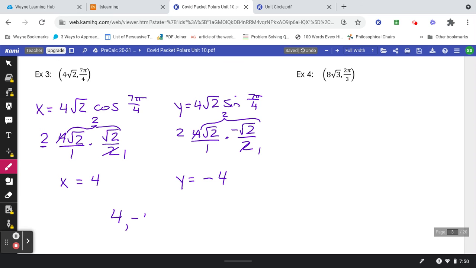All right, so we write our answer as an ordered pair because that's how they gave us the problem. Something like that. All right, example 4, this is a good time to pause and try this problem on your own, just to make sure that you can do it.